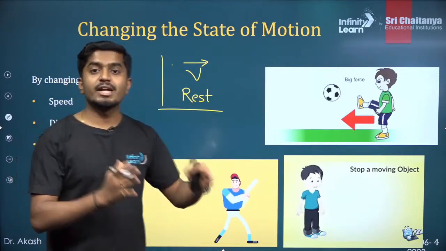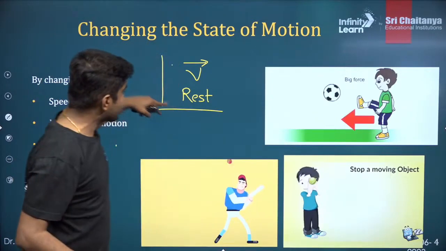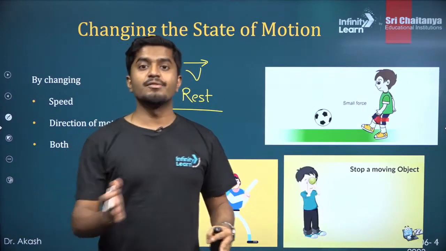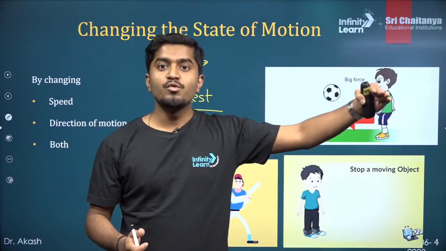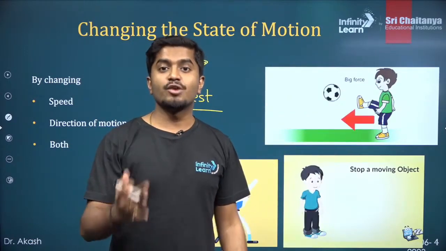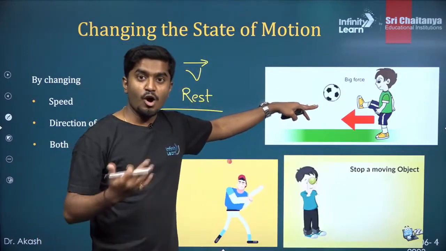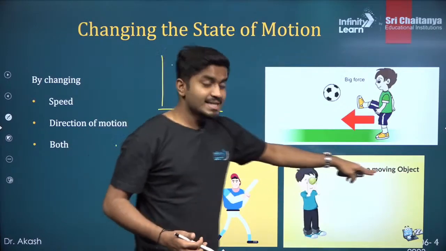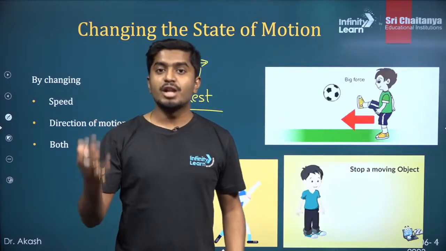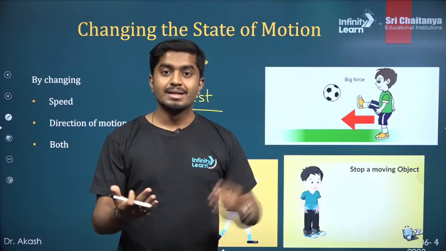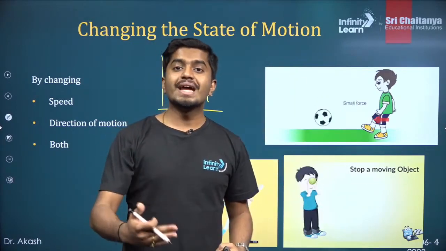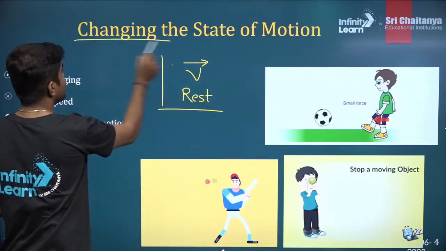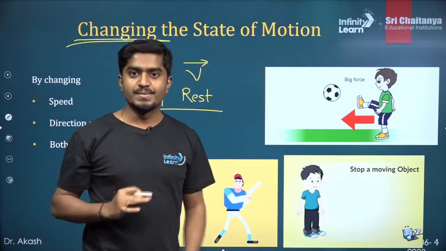So how will you change the state of motion of the object? For example, the object is at rest. This football was at rest. If you kick the football, what happens? The ball will start moving. That means you are changing the state of motion of the object. Or in this case, the ball was coming towards this boy. Initially, this ball has some speed, some velocity. When you catch it, what happened? The speed decreased. So when you increase or decrease the speed, we can say we are changing the state of motion of the object.